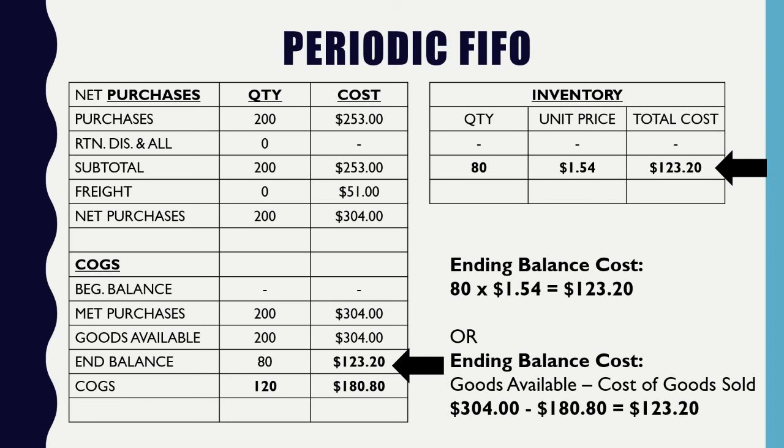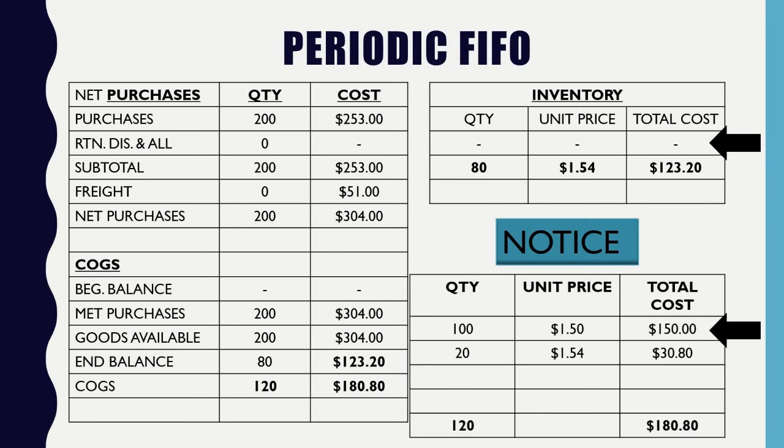How to calculate FIFO? To calculate, we use the first in, first out method. We use the numbers from the first batch to calculate what was sold and what is left. And that's how we came up with the 123.20 for 80 products left. So again, notice, here's the last page for this one.